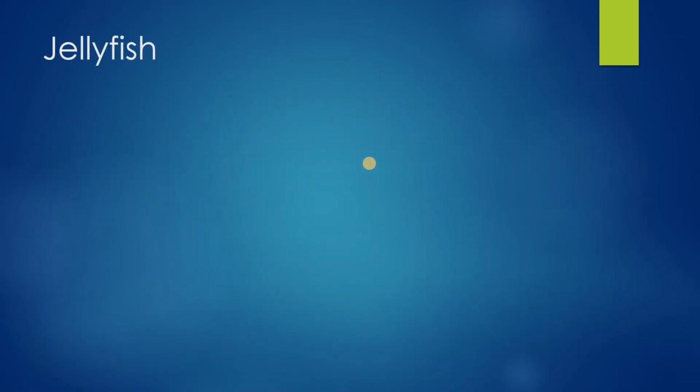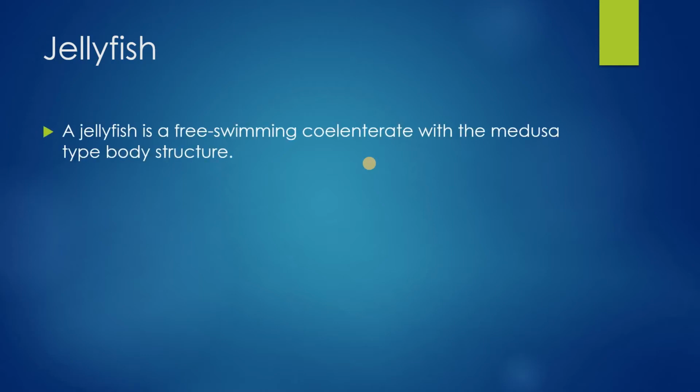Jellyfish. This is on the next page. We're on page 436. You'll notice the incredibly complicated life cycle of a jellyfish at the top of the page, but we'll talk about that in a moment. A jellyfish is a free-swimming coelenterate with the medusa-type body structure. So notice this one is the upside-down, or bell shape, with the tentacles on it. Of course, it has the stinging cnidocytes. Those are stinging cells. The word cyte actually means cell, and so that's what we're talking about.